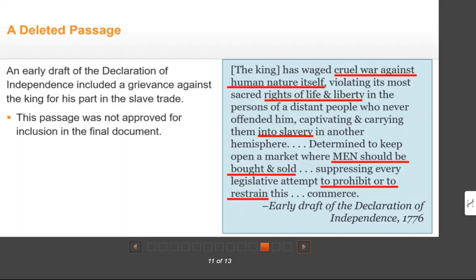When it came time to write the final version of the Declaration, some members of the Continental Congress refused to accept the document with this passage included. But it's worth noting that some states may have taken notice of Jefferson's early words. For example, a few years later, Massachusetts declared slavery illegal within its borders. This was in 1783, shortly before the end of the Revolutionary War. This passage, however, was not approved for inclusion in the final document.